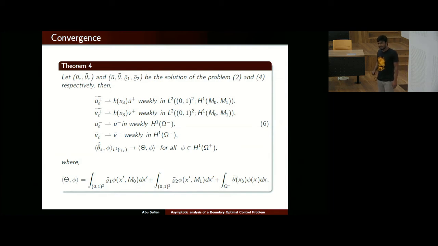And for theta epsilon bar, the optimal control, theta epsilon bar hat, we don't have exactly the convergence, like weak convergence, because we are on the boundary. So we have this convergence. For phi belonging to H1(Omega plus), this converges to this state.